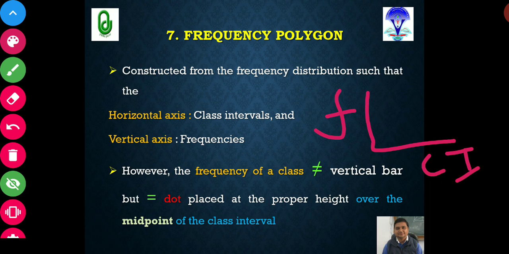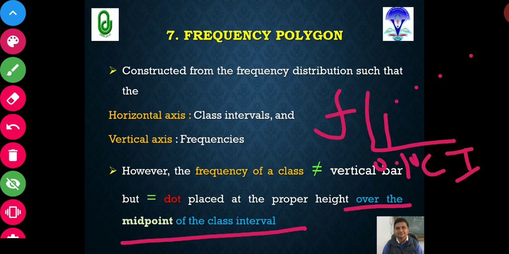but it is represented by a dot placed at the proper height. Suppose this class interval is 0 to 10 and it has a frequency of 20. So at the height of 20 on the y axis, we will put one dot. Similarly, we will put various dots, and at last we will join these dots. The dot is placed at the proper height over the midpoint of the class interval. So here you have to remember this is at the midpoint of the class interval. So this bar will not be there.